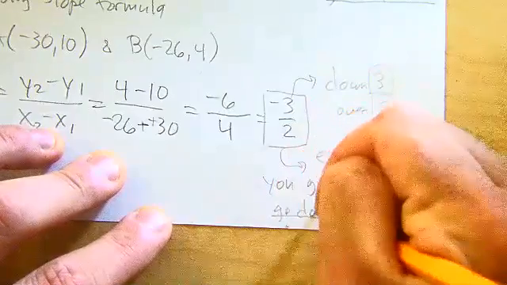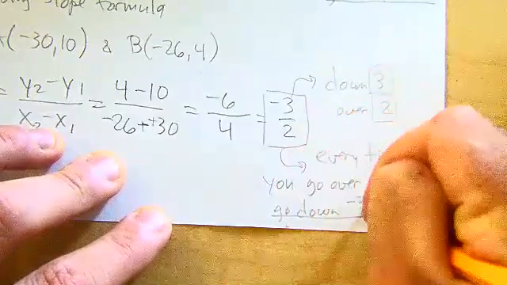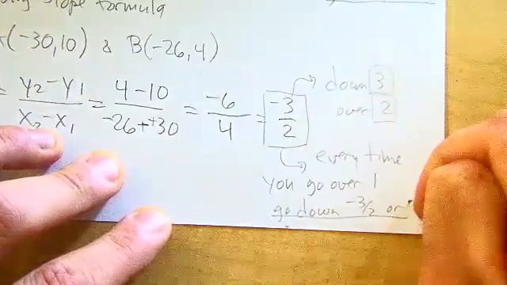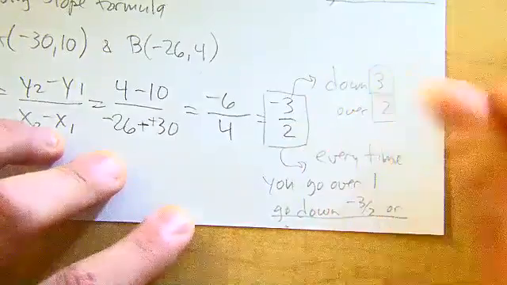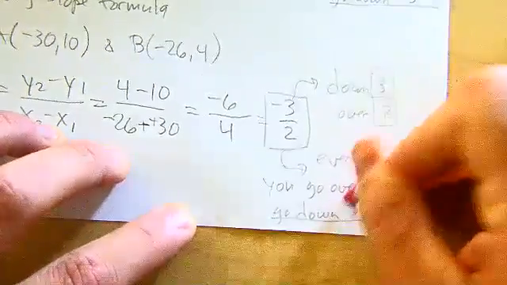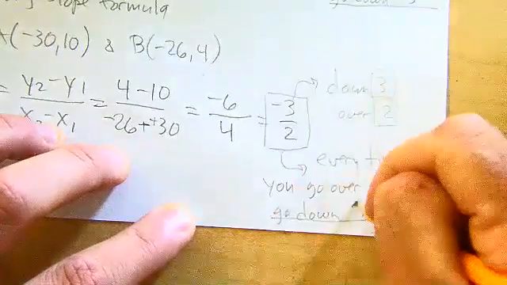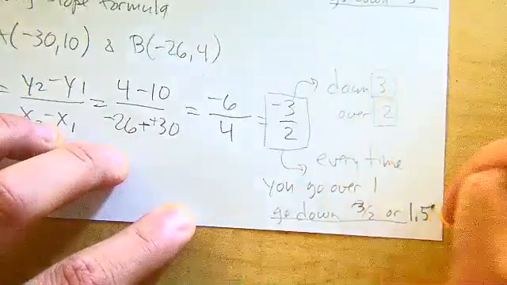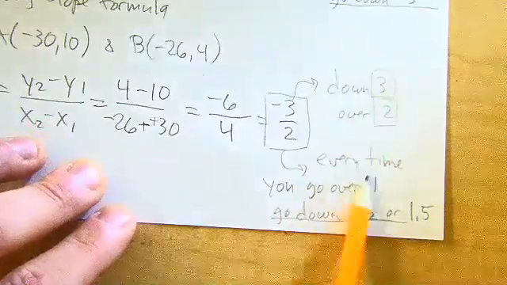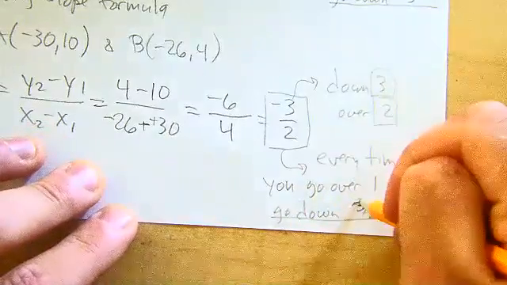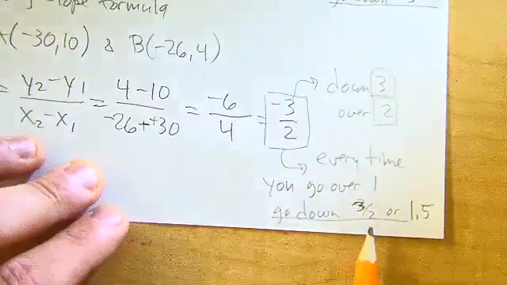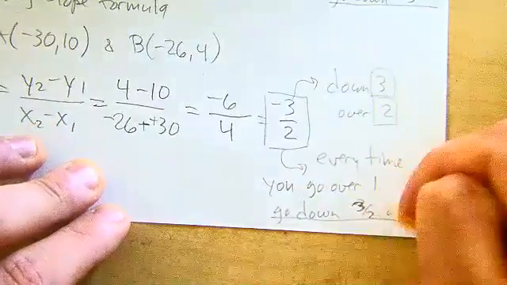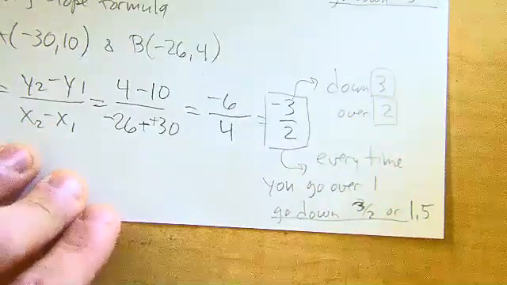Go down -3/2. Or you could say, you could say go down 3/2. You don't really need a negative there. You go down 3/2, or you could say go down 1.5. Okay, so just fill in that blank to answer those last two questions on your homework. I just want to make sure you get that idea that there are two ways to interpret that slope. Okay.